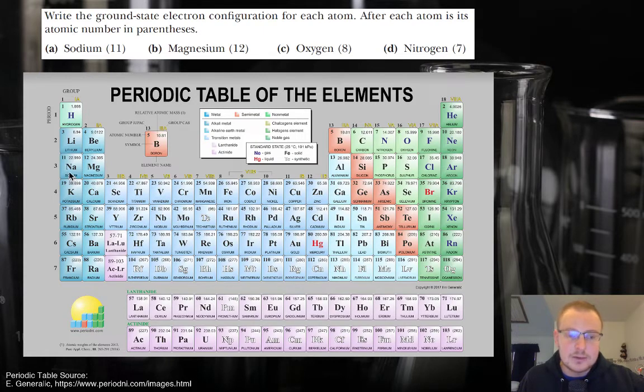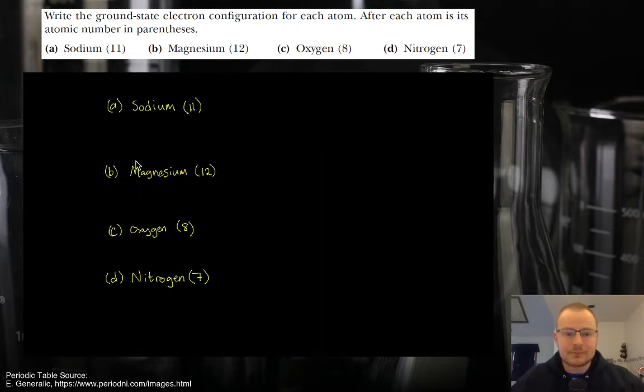Now we jump down here to 3s1. Sodium has as its final orbital 3s, and there's 1 electron in it. Magnesium, which is part B, has 2 electrons in the 3s orbital. So magnesium is 1s2, 2s2, 2p6, 3s2. So now we have the answer to parts A and B.